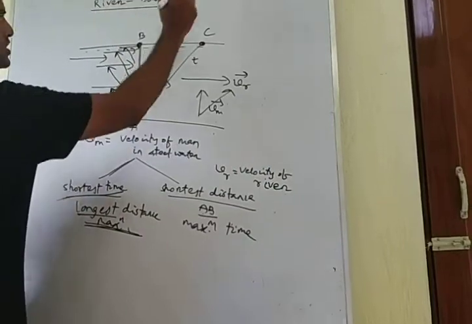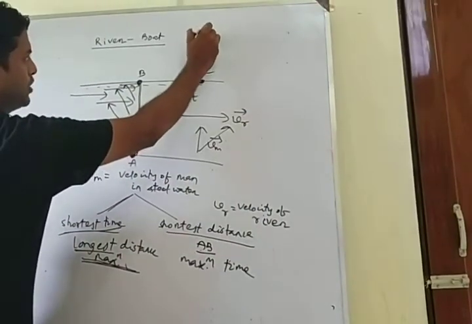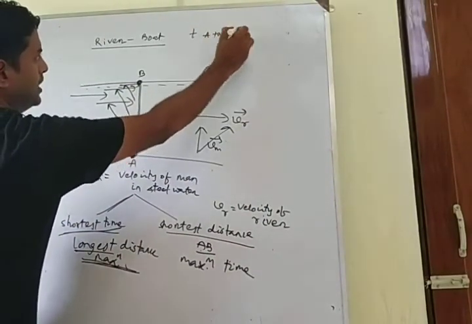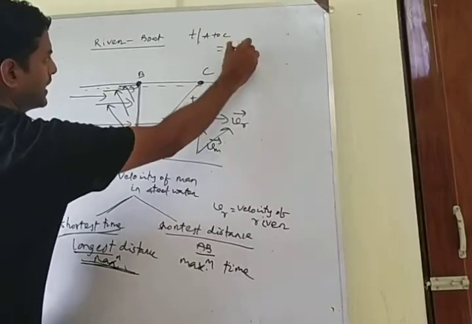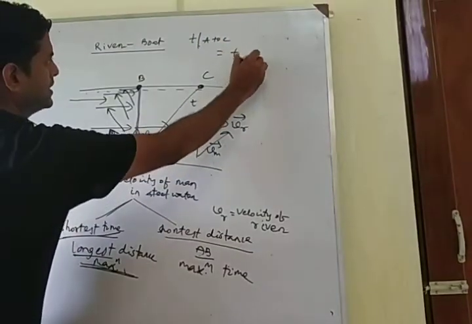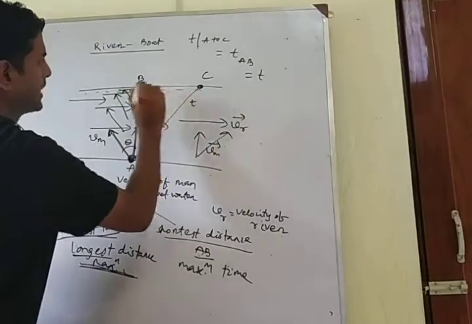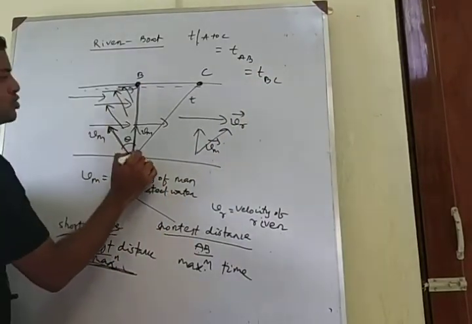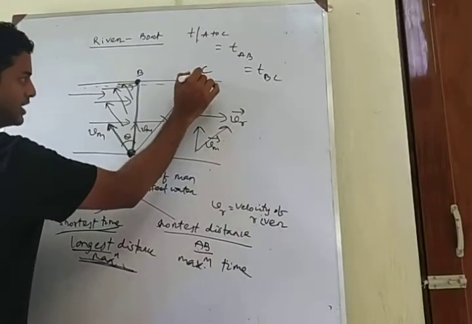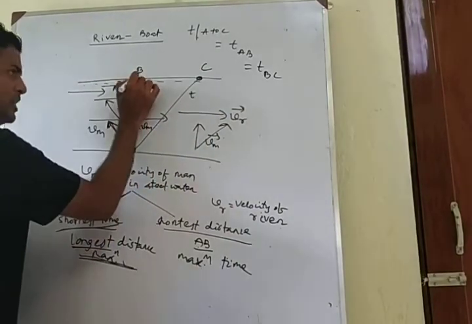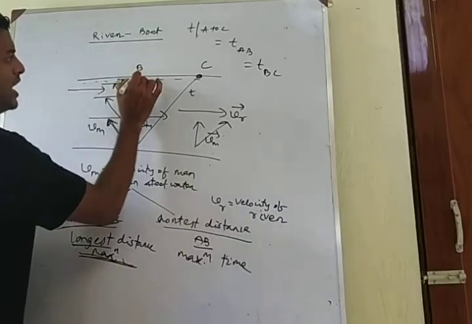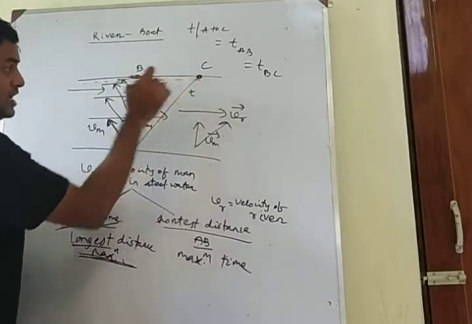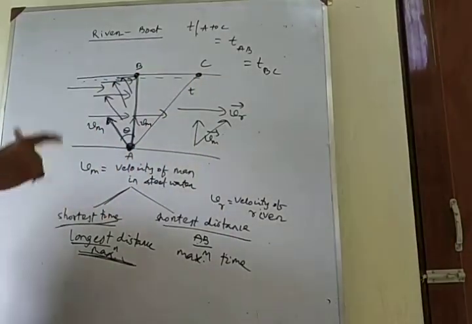But I can write a concept. Time taken by the man to go from A to C equals the time taken to cover AB distance, equals the time taken to cover BC distance. Suppose the man takes 10 minutes to go from A to C. In those 10 minutes the man covers AB distance, and in those same 10 minutes the man covers BC distance. This concept will be useful in solving problems.